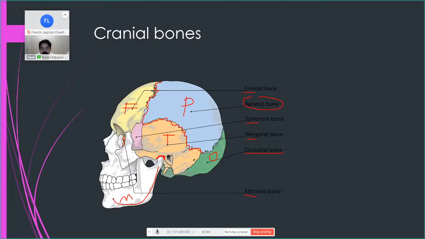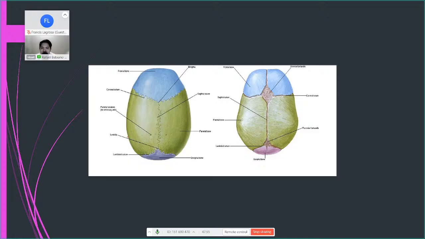Okay. Frontal. Your forehead. Frontal. That's why you do not say forehead anymore. You say your frontal area. Okay, so, another view here.